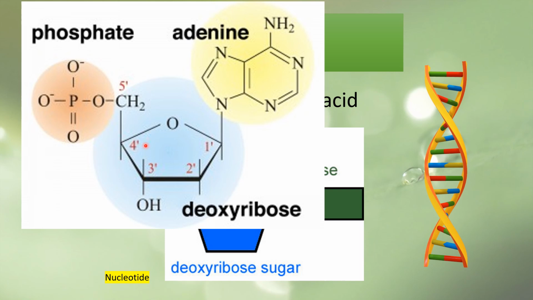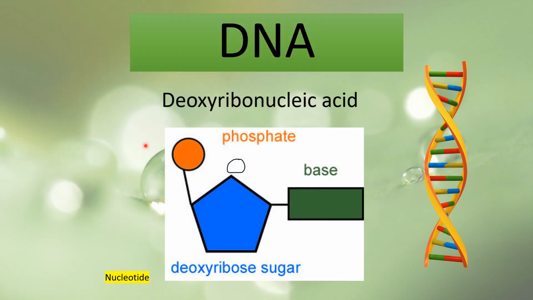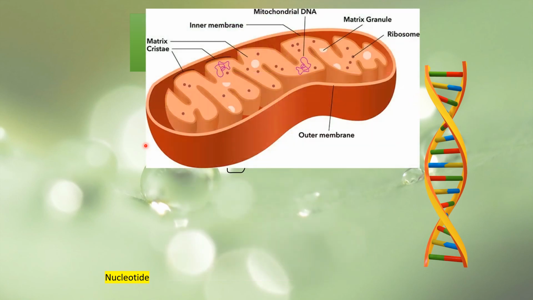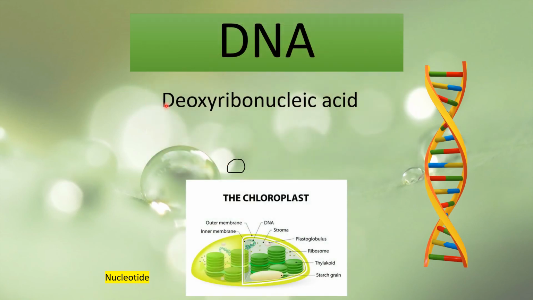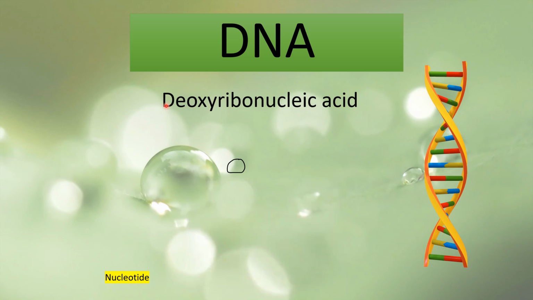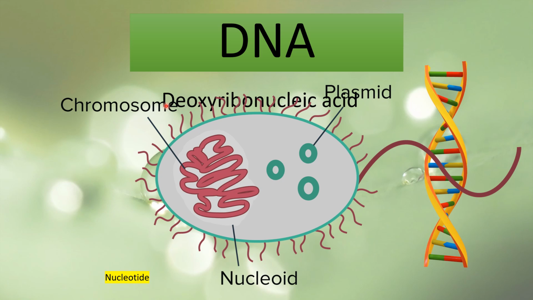Now where is the nucleotide found, or where is the DNA found? DNA is found in the nucleus of eukaryotes and in some organelles like mitochondria and chloroplast. Now what about prokaryotes? Where is the DNA in prokaryotes? Well, in prokaryotes, the DNA is contained in a central area of the cell called the nucleoid, which is not surrounded by a nuclear membrane.